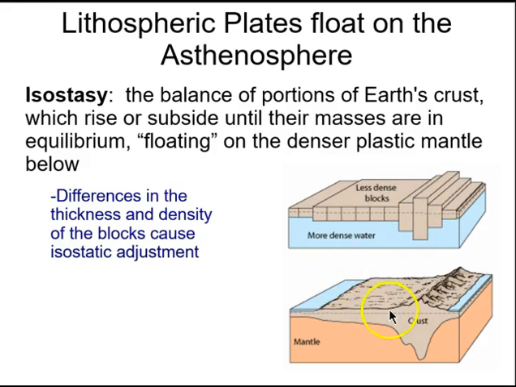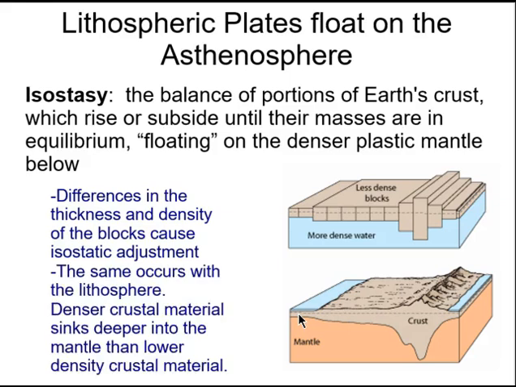Okay, and you can compare that to the continental crust versus the oceanic crust. With the continental crust, it's much lighter. So even though it's thicker, it doesn't sit as deep on the asthenosphere as it would if it was the same density as the oceanic crust. Now the oceanic crust is very dense, and so it sits a lot deeper than it would if it was made up of the same material as the continental crust, okay? So because it's dense, it sits lower. The same occurs with the lithosphere. Denser crustal material sinks deeper into the mantle or the asthenosphere than lower density crustal material.